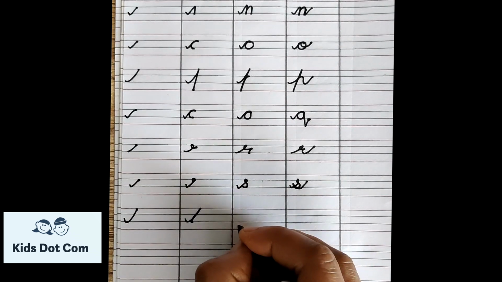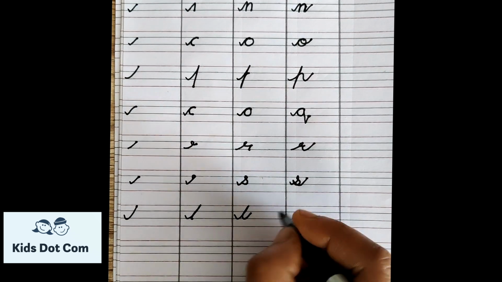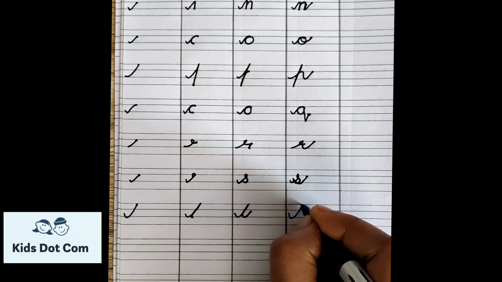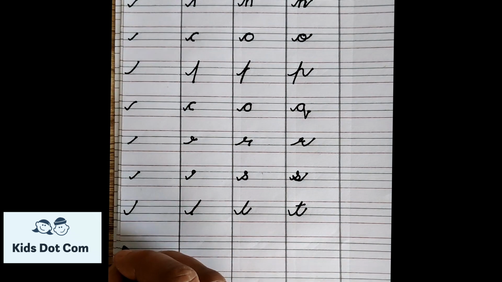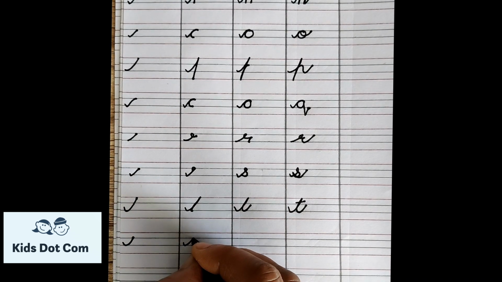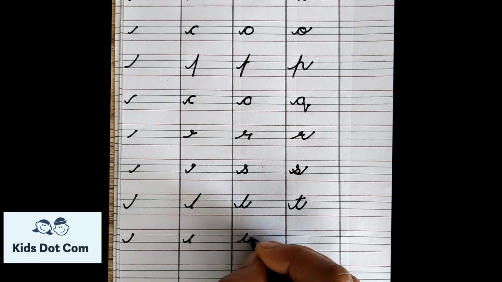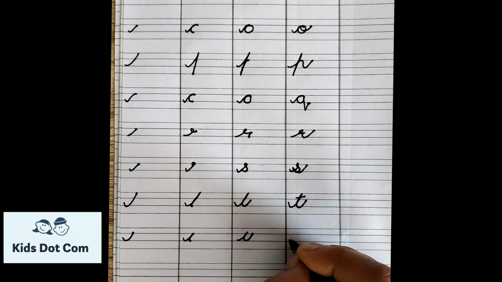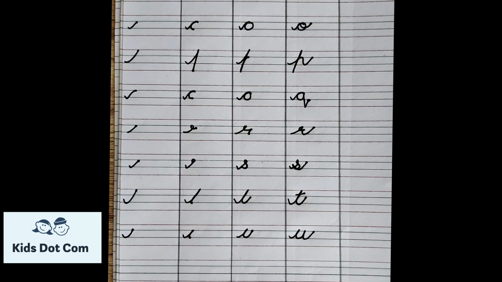Okay, T like this. Same line. Like L. Here touch the blue line. T. U. Start from the third line. Here, then come. Here go up and this simple U. Go up and come, this U.